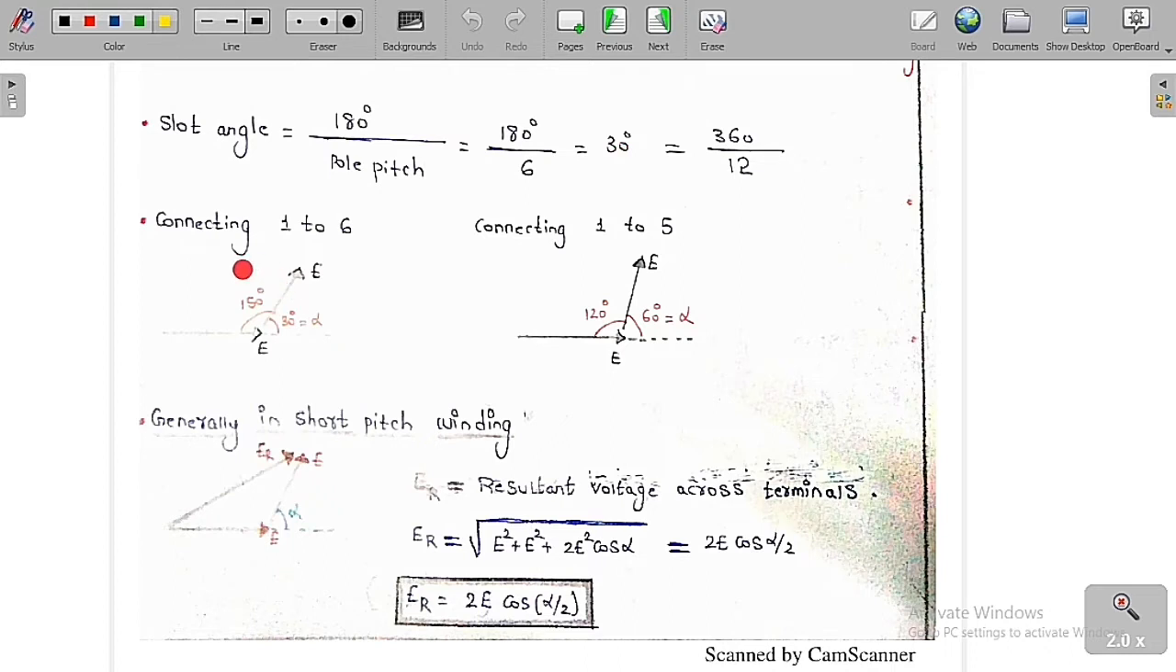So now, connecting from 1 to 6. Connecting from 1 to 6 means the coil span is 6 minus 1 is equal to 5, which is lesser than the pole pitch. So it is said to be a short pitch winding.